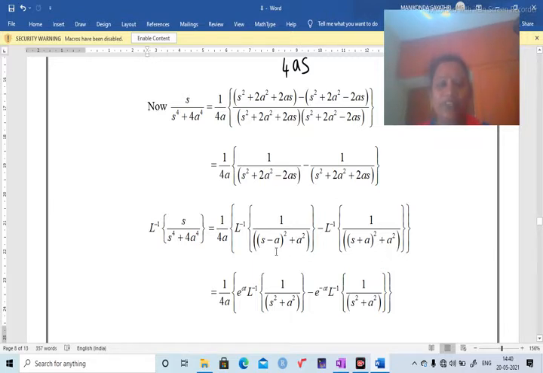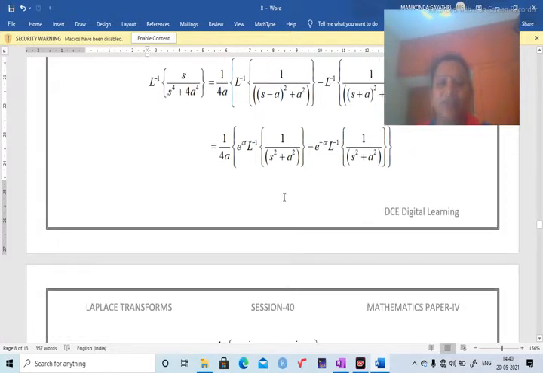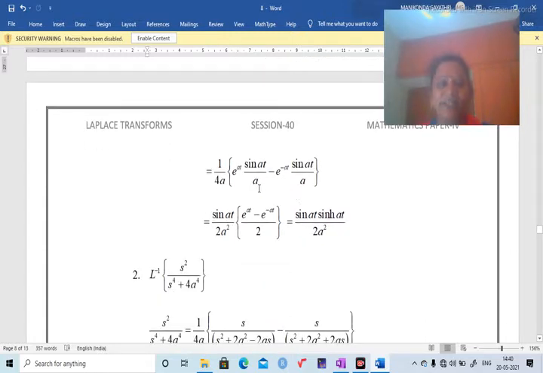So here minus a is there, that's why e^(at). Remaining is 1 by s² + a². Here plus a is there, that's why e^(−at). Remaining is L inverse of 1 by s² + a². So this is sin at by a. This is also sin at by a. Here sin at by a is common, so take it outside, and also 4 can be written as 2 into 2. So here we are going to get (e^(at) minus e^(−at)) by 2. This is sinh at. That's why this is the final answer for the given question.